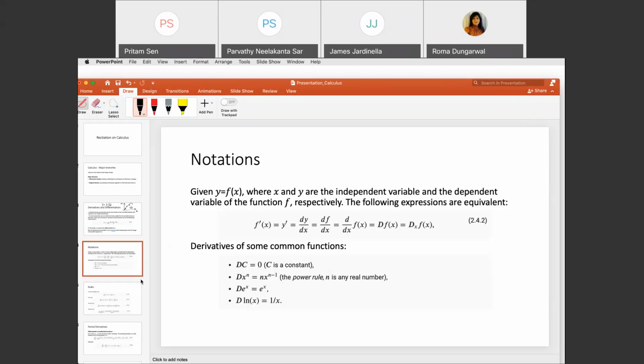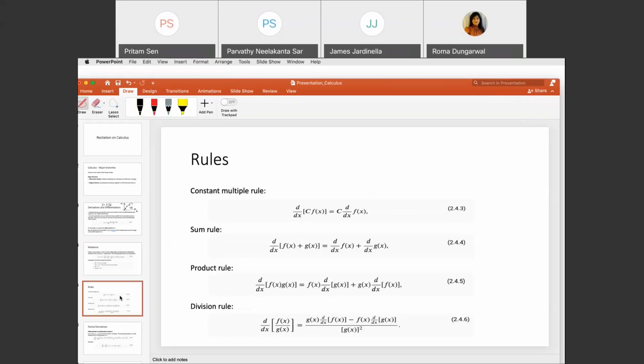And there are also some rules. For example, there is the constant multiple rule. If we multiply a function by a constant and want the differentiation, we can ignore the constant here. That means we only need to calculate the differentiation of the function, and then we multiply the constant with the differentiation value again. So this is the constant multiple rule.